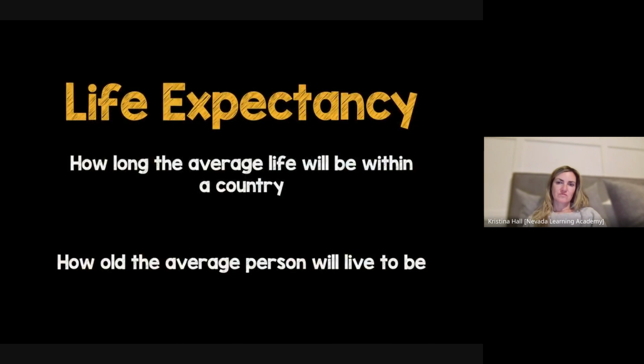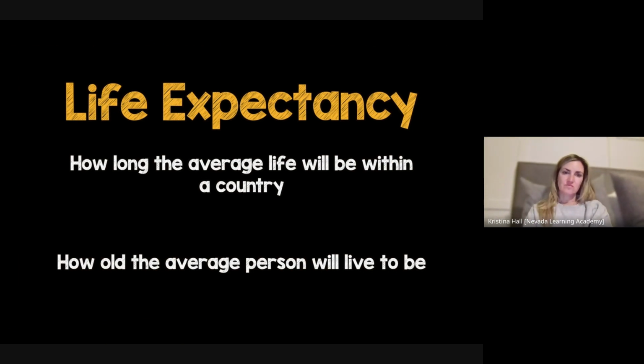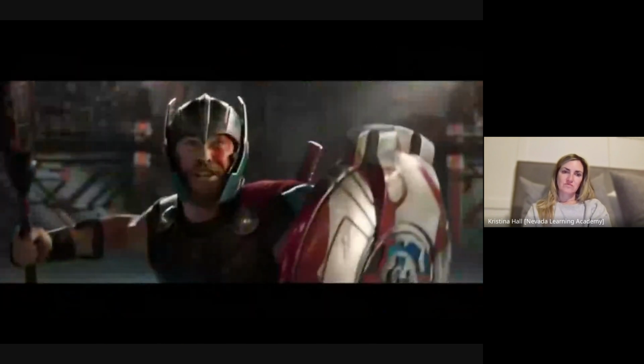And the last factor we're going to talk about is life expectancy. Life expectancy is simply how long the average life will be within a country, how old the average person will live to be. And that's it. That's all the factors of the standard of living. I'm hoping that part was pretty easy. Yes! Good. But let's not get too excited.